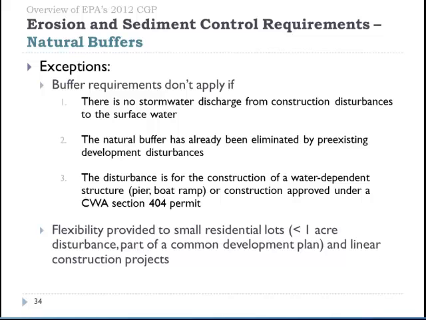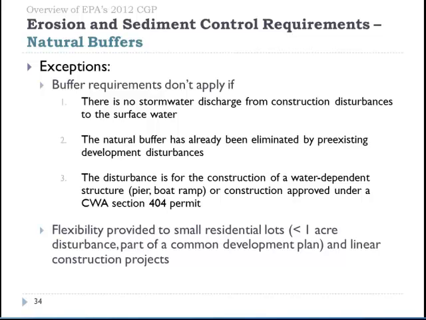In coming up with the buffer requirements, we recognized there are certain exceptions in which it wouldn't make sense for the buffer requirements to apply. The first exception is situations in which there is no discharge of stormwater from the disturbance to the surface water. So this would be an example of a site where, due to the natural topography, all stormwater flows away from the surface water, or it may all be channelized and flow into the storm sewer system.